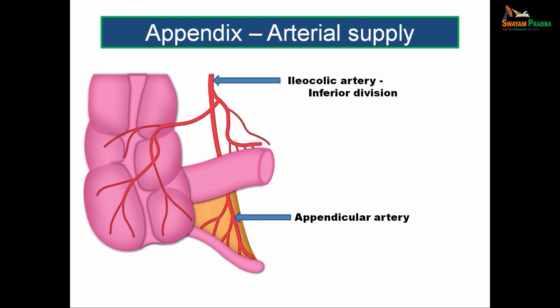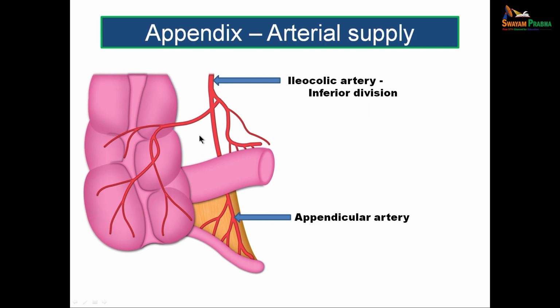Let us look at the arterial supply of the appendix. As we have already mentioned, during the cecal arterial supply, we find the ileocolic artery, the inferior division of which is going to supply the cecum and appendix area. So, we find the anterior cecal branches and posterior cecal branches given off to the cecum.